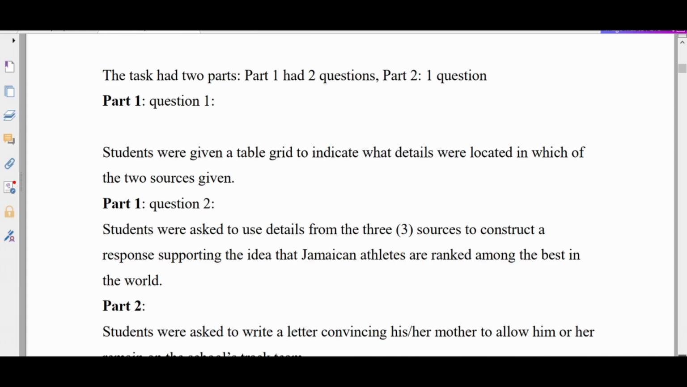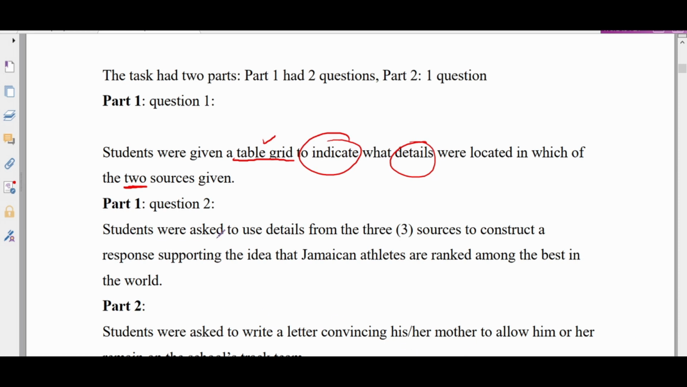The task had two parts. Part 1 had two questions. Part 2 had one question. Part 1, question 1. Students were given a table grid. Now, once we hear about table grid, we're going to think of rows and columns and finding information in that to indicate what details were located in which of the two sources. So again, this means if there are two sources and you're going to identify where the details are, it means that you are going to be comparing those particular things.